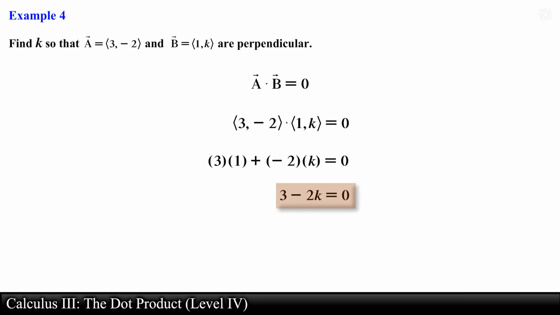Now we are face to face with a linear equation. So we go ahead and solve for k, which ends up being equal to 3/2. So, by replacing k with 3/2, both vectors will be perpendicular to one another. Alright, let's go over the final example.